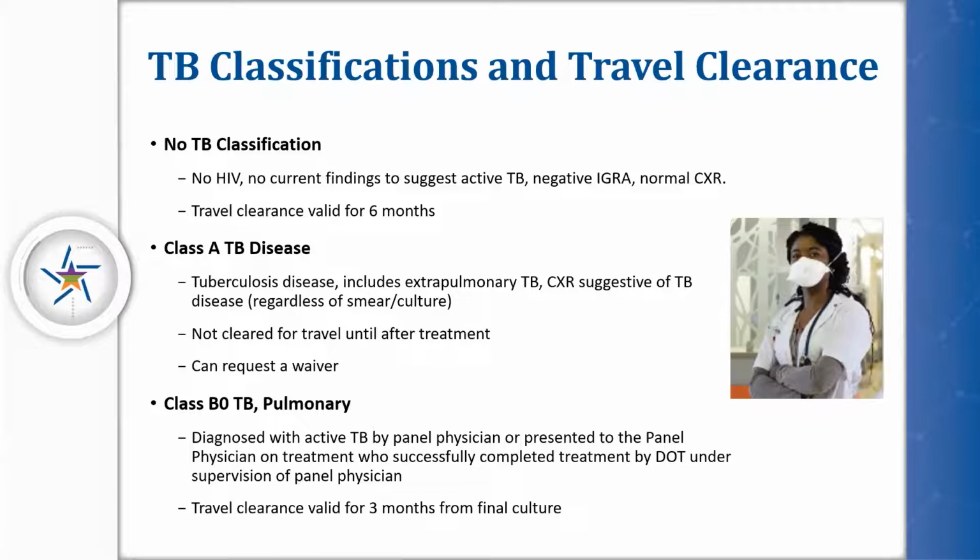So the Class B0 TB, pulmonary, these are individuals that are diagnosed with active TB by the panel physician or who present to the panel physician already on treatment by another provider. And these individuals must successfully complete treatment by DOT under the supervision of the panel physician, and then their travel clearance is valid for 3 months from the final culture. And we're going to get to that, but there's always one culture taken at the end of treatment. So they would be at least 3 months after treatment before they could travel.